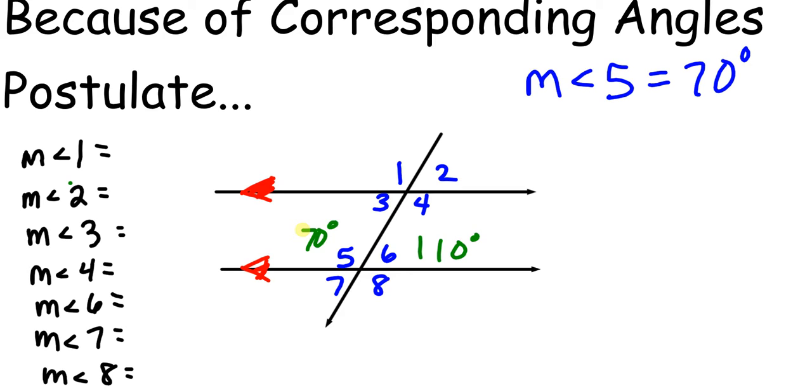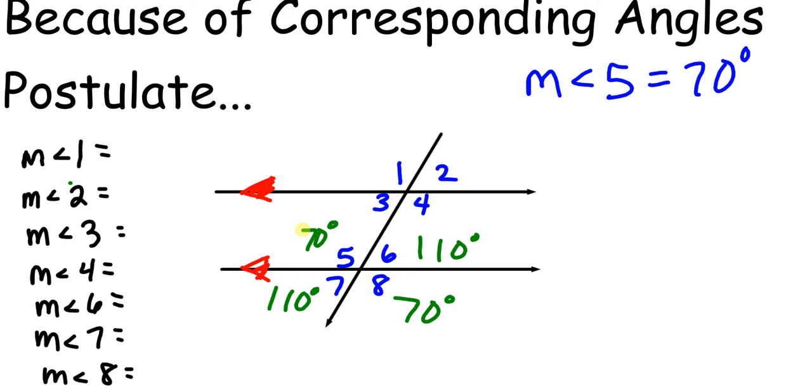I can then use the vertical angles theorem to say 5 and 8 are vertical angles and they are congruent. So if angle 5 has 70 degrees, angle 8 also has 70 degrees. Same thing, angle 6 and angle 7 are vertical angles, so if angle 6 has 110 degrees, angle 7 has 110 degrees. And then if I want to find the measures of angles 1, 2, 3, and 4, I can do that using the corresponding angles postulate.